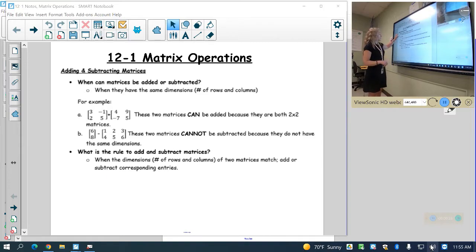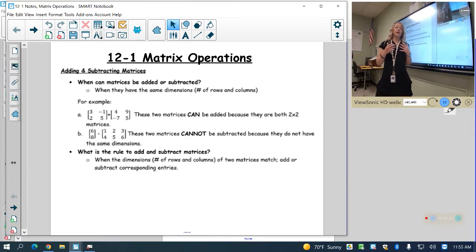The first row is called row 1, the second row is called row 2, and then you have columns. Basically, numbers are just set up in columns. Sometimes there's variables inside, but most of the time it's just numbers.